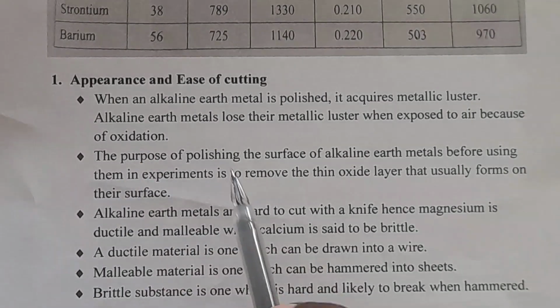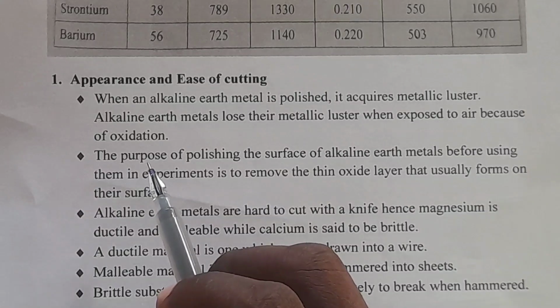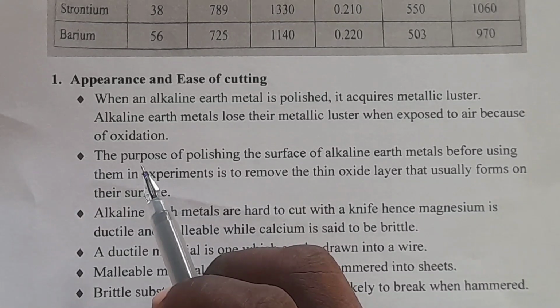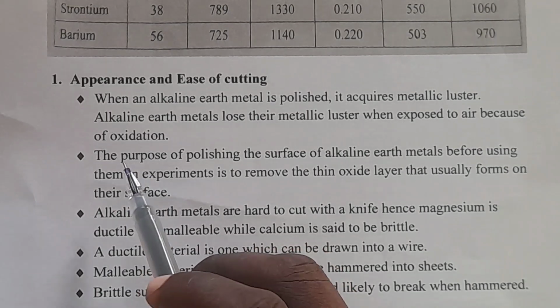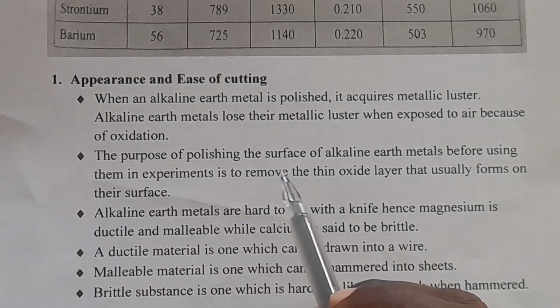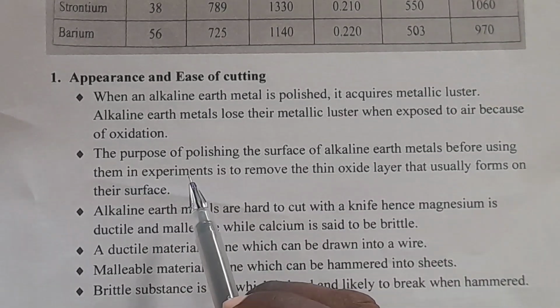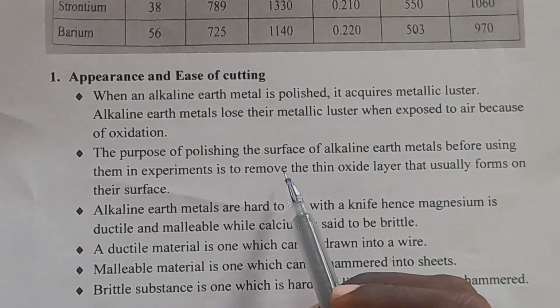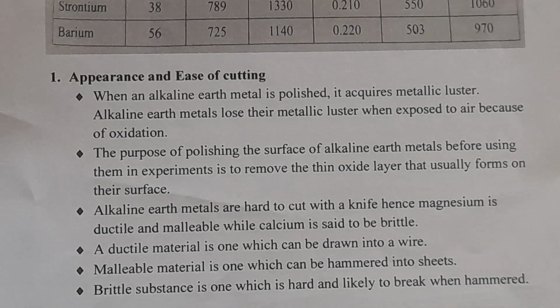Next, we are told that when alkaline earth metals are supposed to be used in experiments, before using them they are supposed to be polished. The reason is that the purpose of polishing the surface of alkaline earth metals before using them in experiments is to remove the thin oxide layer that usually forms on their surface.